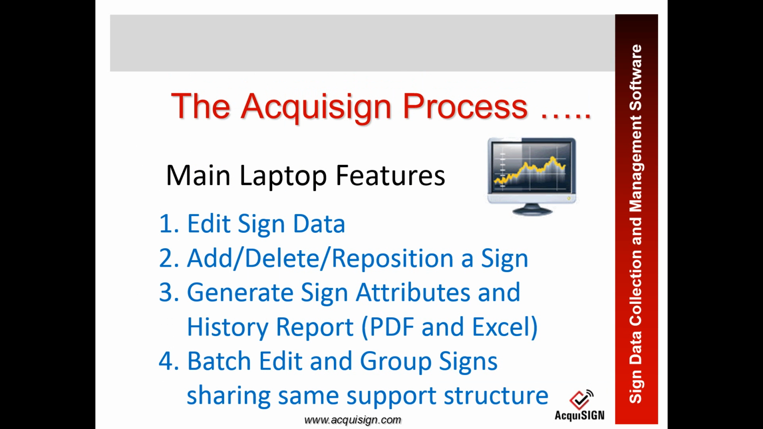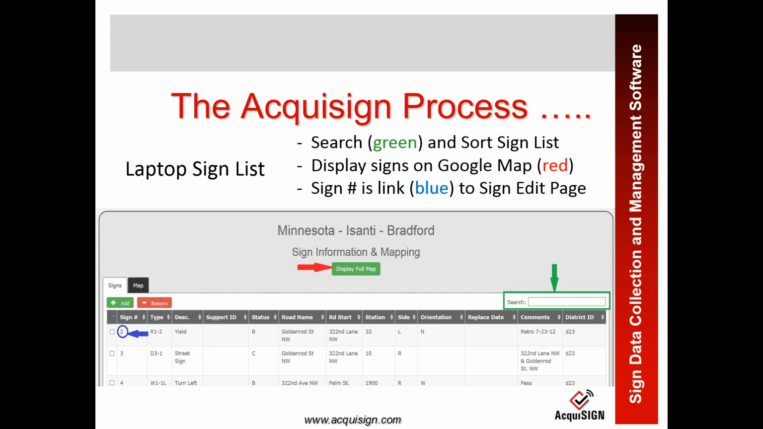Some of the main features using the laptop version of the AcquiSIGN include editing sign attributes, the ability to add, delete, or reposition a sign, generate reports including a history report of each sign, and the ability to batch edit certain sign attributes and group or stack sign panels that are on the same support structure. The main screen displays a list of signs that can be sorted and searched. Note the blue arrow and circle around the sign number 2. Selecting the sign number, the user is directed to the sign edit page.